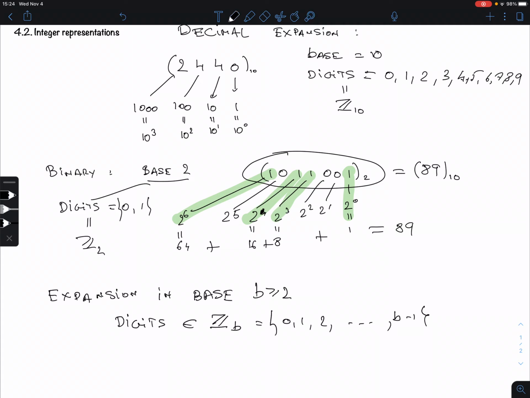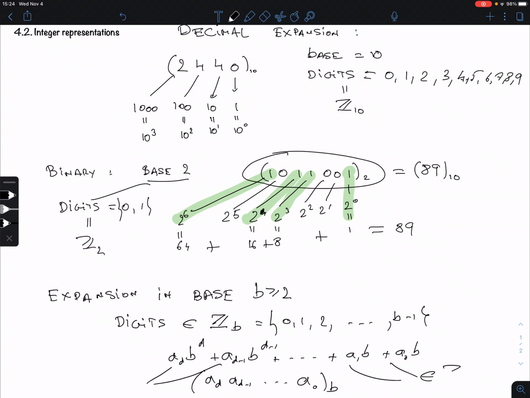And then we will write this as a_d B to the power d plus a_{d-1} B to the power d minus 1, up to plus a_1 B plus a_0, and then a_{d-1} up to a_0 are our digits in base B. And so all these a's must belong to ZB. Okay, that is how such a representation looks like.